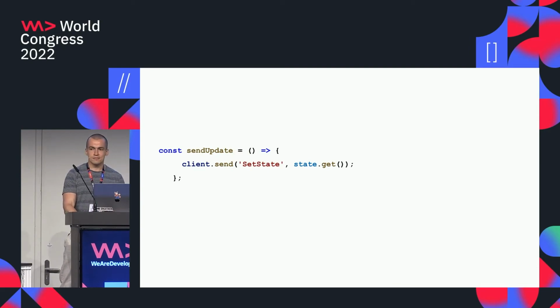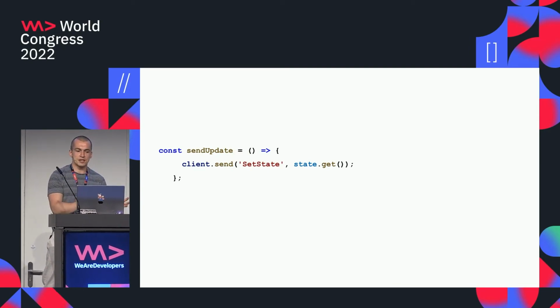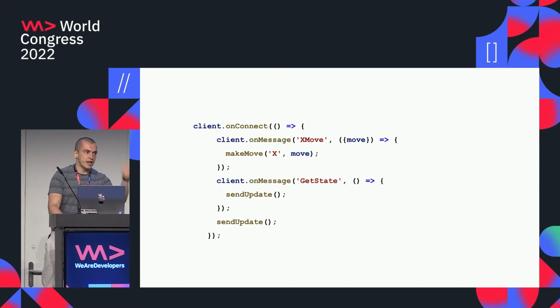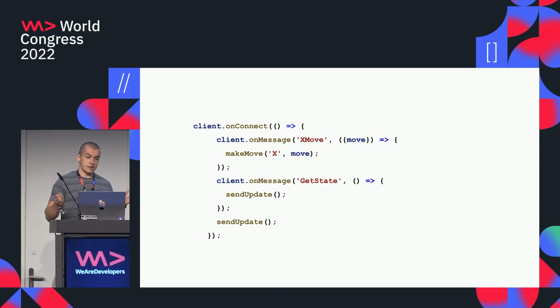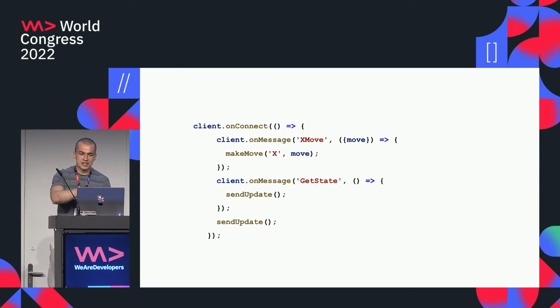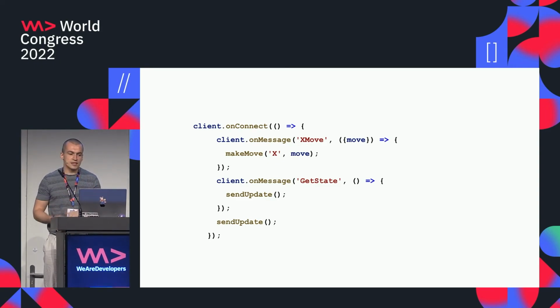This is send update. Really, really simple. We just send a message with the serialized state. And this is the magic that happens when we connect. So when we receive a message X move from the device, it means that the device made a move, and we have to calculate the next state and send the update. When the device wants to get a new state for some reason, we get the message get state from the device, and we send the update. And once we connect, we just proactively send the initial state of the game to the device.